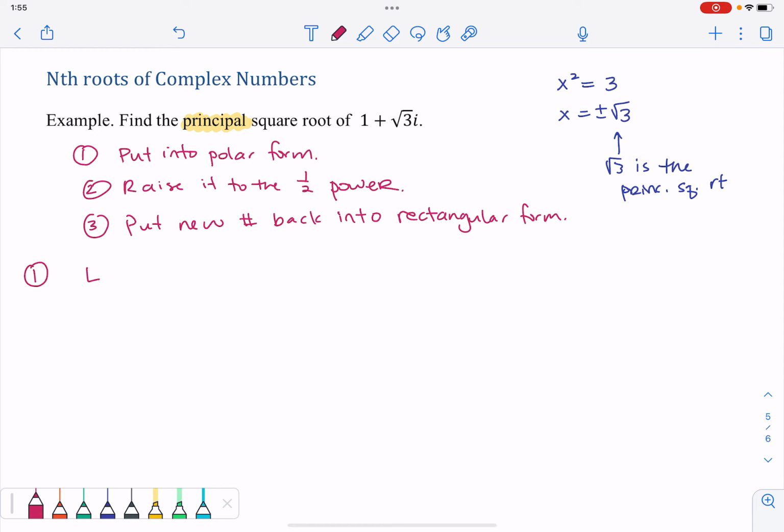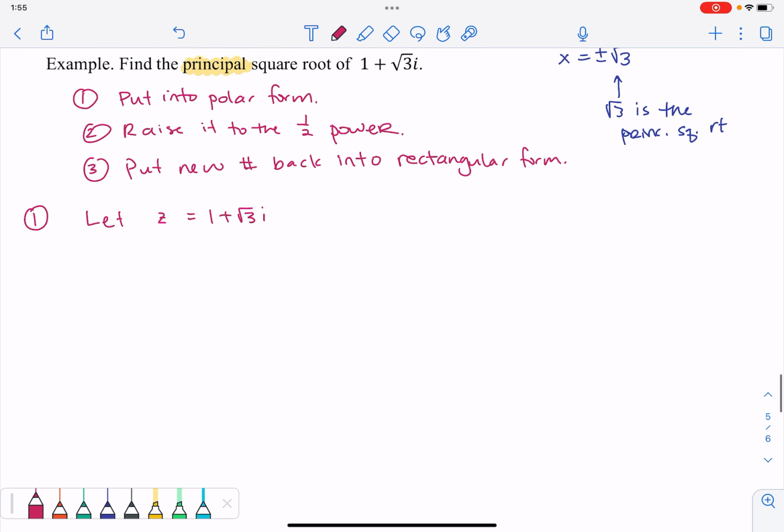So first I'm going to say, let z equal 1 plus root 3i. Sometimes it's helpful to have a name for your number. If I want to put it into polar form, usually what I like to do first is plot about where that would be. So here's my number z, and this is my imaginary axis for plotting a complex number. The important part is r, the length of that segment here, and of course my angle theta. So I want to find both of those.